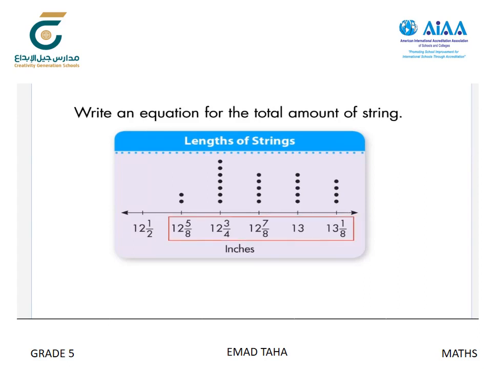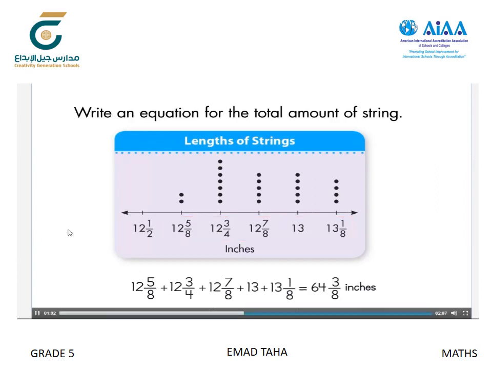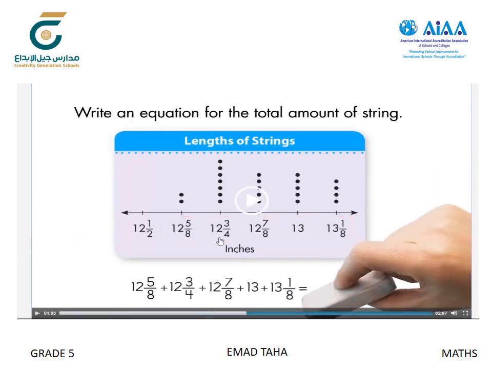Listen and look for students who add each length shown along the number line that also has dots above it, but who do not take into account the number of dots shown for each length. Look here. The student makes a mistake adding the mixed numbers without counting the dots, because 12 and 5/8 is repeated twice, so we must multiply 12 and 5/8 by 2.